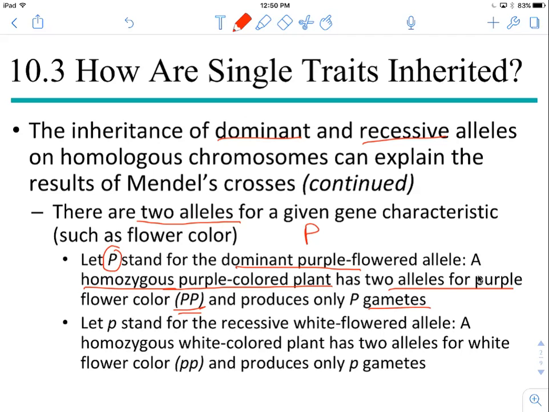The recessive allele is always referred to by the lowercase version of the same letter. It wouldn't be W, it's going to be a lowercase p. So capital P for purple, and lowercase p for white. Homozygous means two of the same in the zygote, two alleles for white. And that plant can only produce gametes with a white allele because it's the only one present.